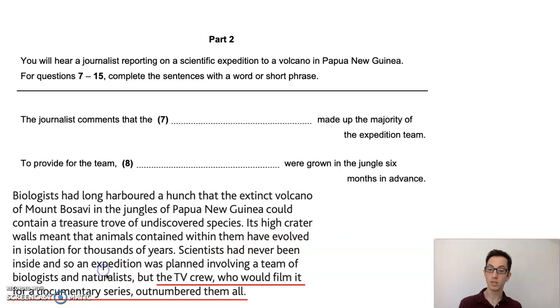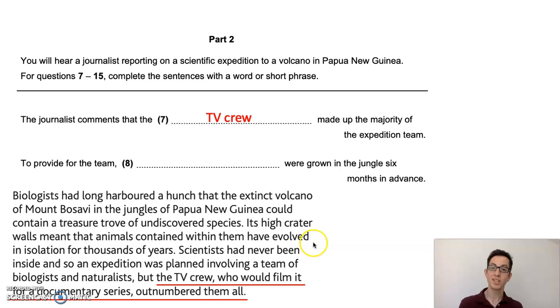The reason they're wrong is that if we listen further, it's the TV crew that was filming the documentary series around the expedition. They outnumbered all of the other people. So in other words, they made up the majority of the expedition team, and that means that TV crew in this case is the correct answer.